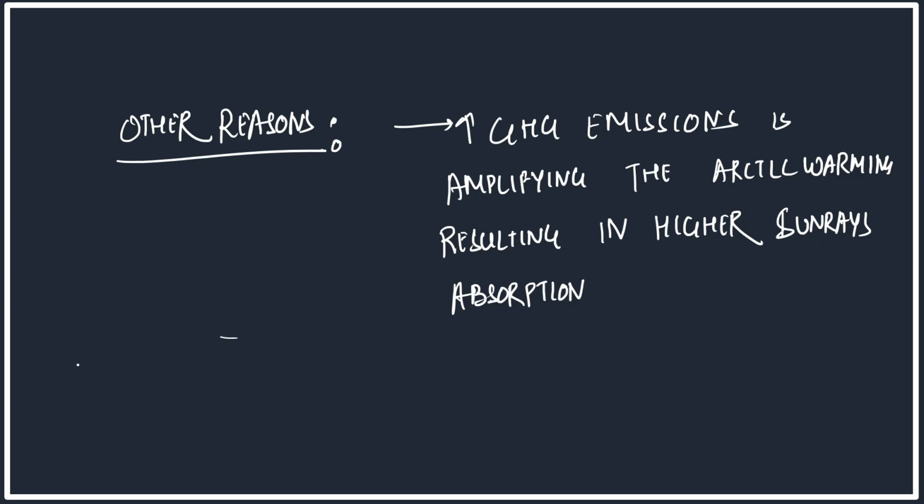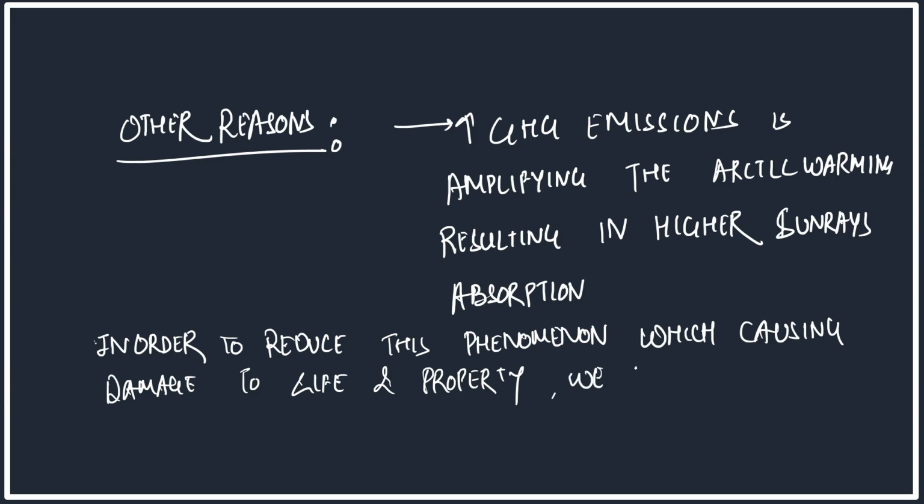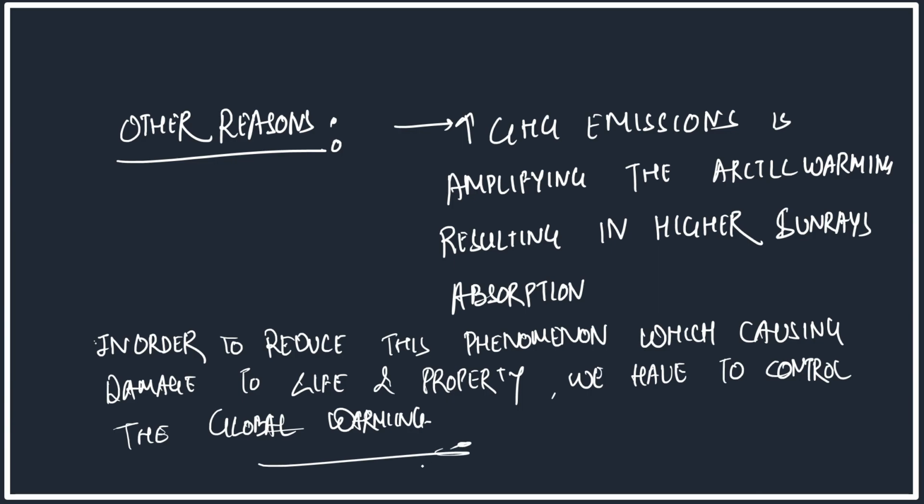So you can write this, and in the conclusion you can write, let's say, in order to reduce this phenomena which is causing damage to life and property, we have to control the global warming, right? So this is your polar vortex.